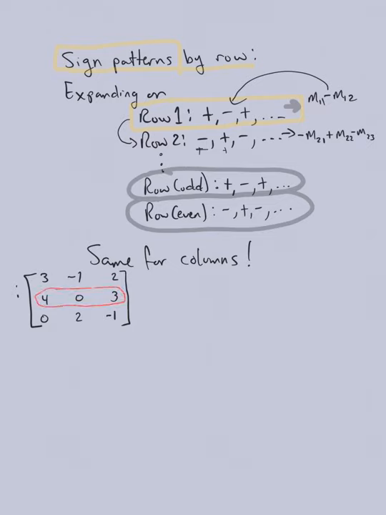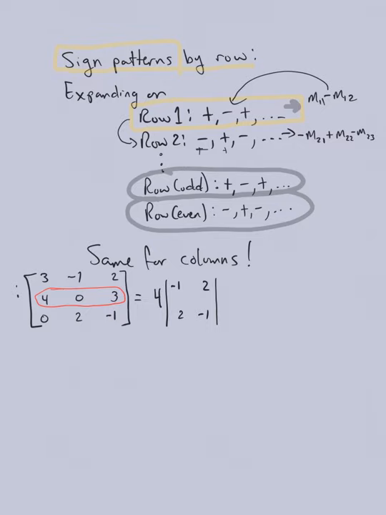I treat it just like I do with expanding on the first row. I would take my first entry and then multiply by its corresponding 2 by 2 matrix, where I imagine crossing out its row and crossing out its column. And so I would be multiplying by the determinant, negative 1, 2, 2, negative 1. Just leave some space and I'll talk about the sign pattern here.